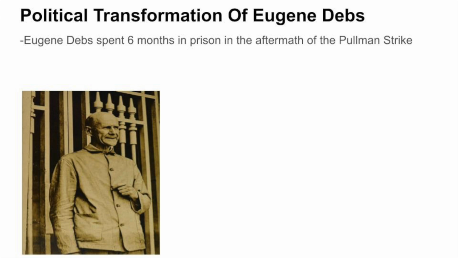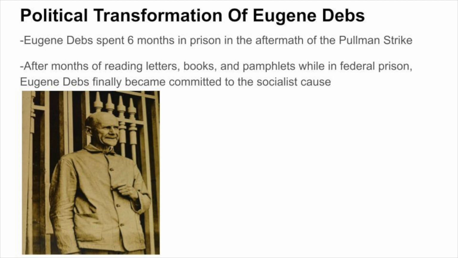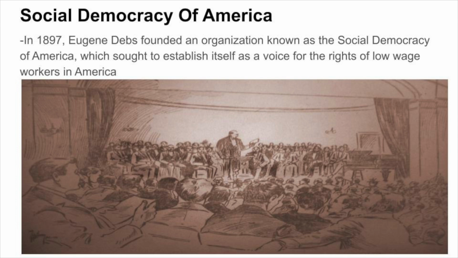After months of reading letters, books, and pamphlets while in federal prison, Eugene Debs finally became committed to the socialist cause. In 1897, Eugene Debs founded an organization known as the Social Democracy of America, which sought to establish itself as a voice for the rights of low-wage workers in America.